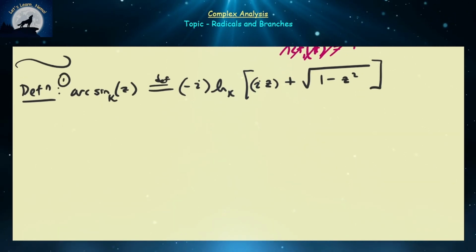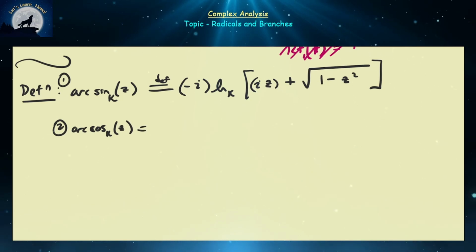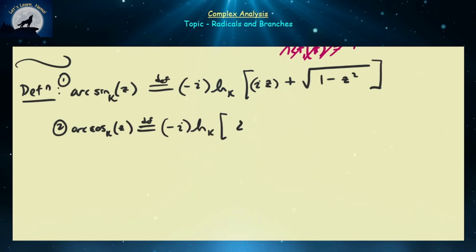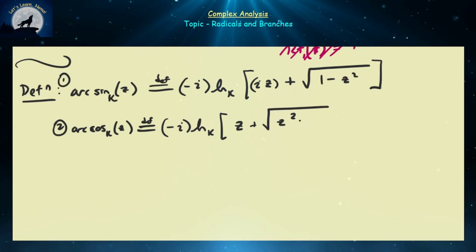Well, can you do that for the arc cosine function? Of course you can. Using a similar way, we can find that the arc cosine function of z can be defined, as long as it stays consistent with your definitions, which keep in mind is e to the iz plus e to the minus iz all over 2. So that's going to be equal to minus i times the natural logarithm of z plus, and then the interior swapped, the square root of z squared minus 1.